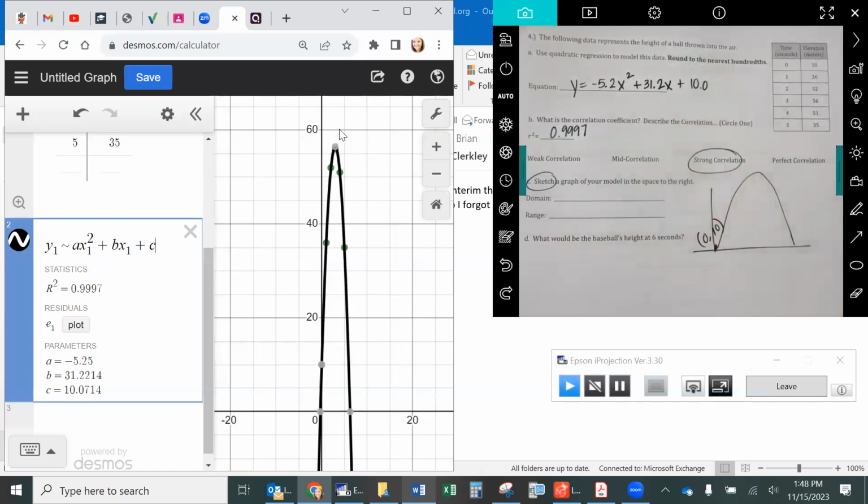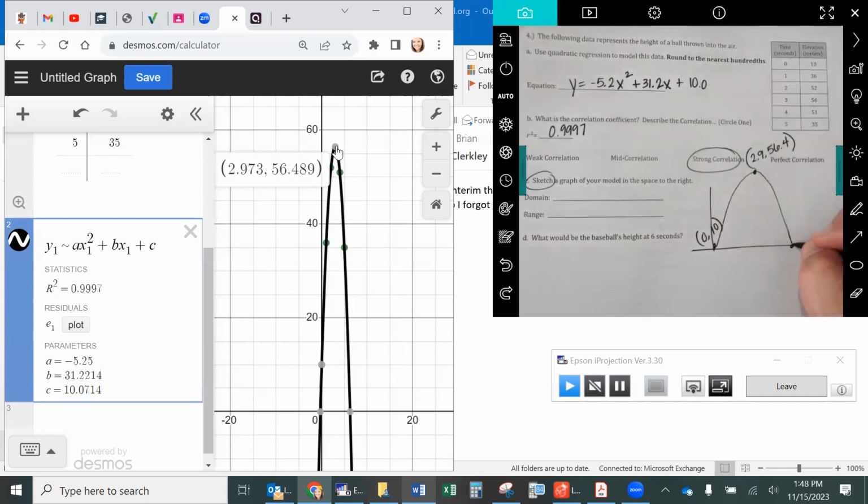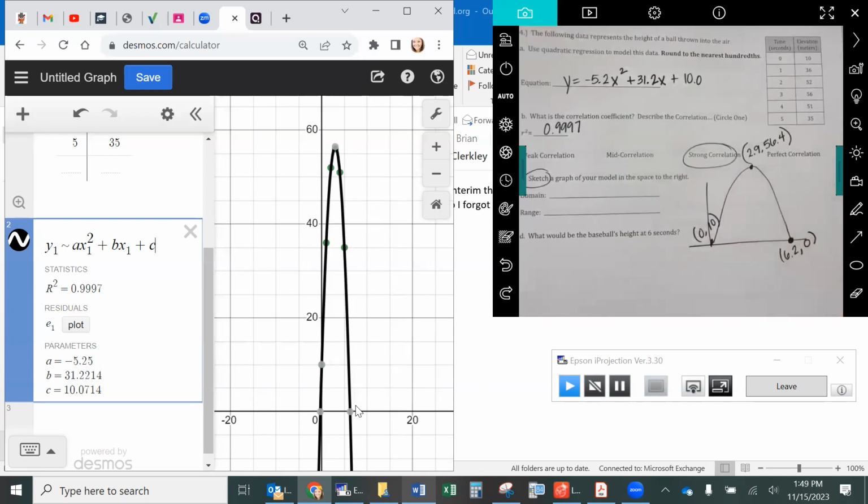And then highlight your top dot here. It's 2.9, 56. And then this number over here, just put your little dot on it, is 6.2.